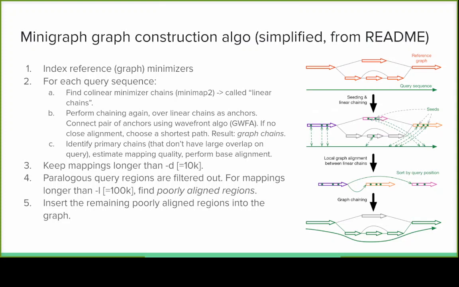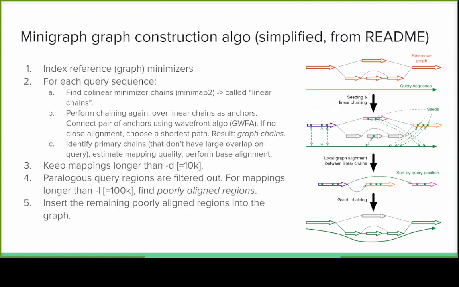So that is a description of the graph construction algorithm from the README of Minigraph, which I heavily edited to simplify where it's going. But I couldn't edit it more without a significant loss of algorithmic details. So I achieved this compromise here, which is the description of steps. So step 1 is to index minimizers of the reference graph. Then for the query sequence, you find a minimizer chain. It's the same as minimap2.